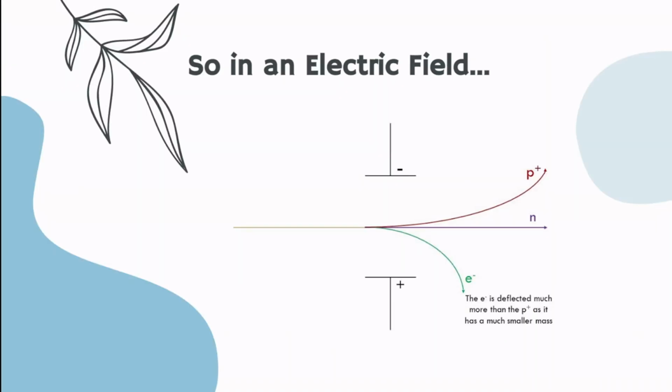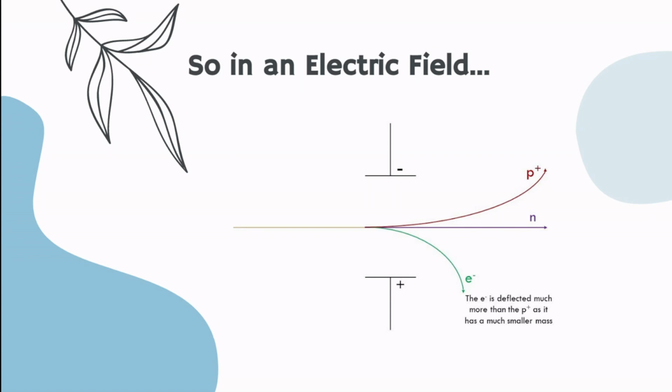Sometimes AICE will give you a picture where they have a negatively charged plate at the top and a positively charged plate at the bottom. And they'll send a proton, a neutron, and an electron quickly through these. They all start at the same velocity. And we'll notice that the electron is very quickly deflected. It very quickly goes away from the negative at top and goes towards the positive side.